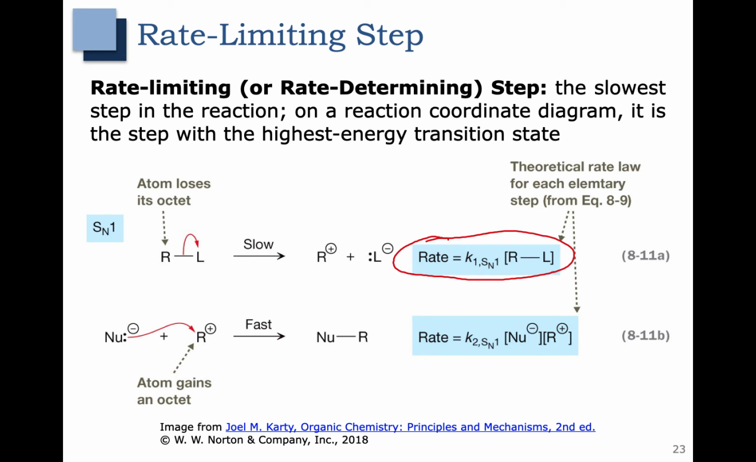To understand why this is the case, recognize that in the first step, you have a carbon that is losing its octet. In the second step, you have something going from a negative charge and a positive charge to a neutral substrate, and that means that our carbon is regaining its octet. That's why the second step is so much faster. This means that the rate of the SN1 reaction doesn't depend at all on the nucleophile or the quality of the nucleophile. It really just depends on the substrate and how good your leaving group is.